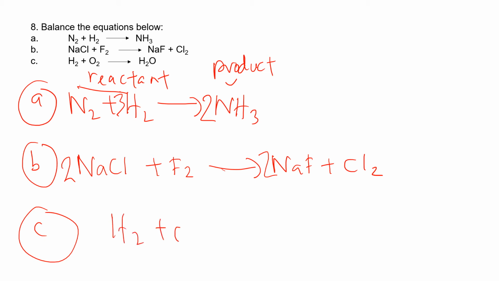H2 plus O2 produce H2O. Okay, so oxygen has 2 in the reactant, and then we put 2 in the product to balance the oxygen, and then we put 2 in front of the hydrogen to make the balanced equation. Alright. Okay.